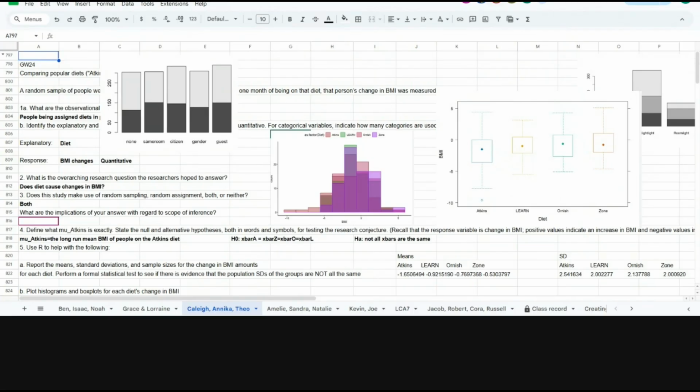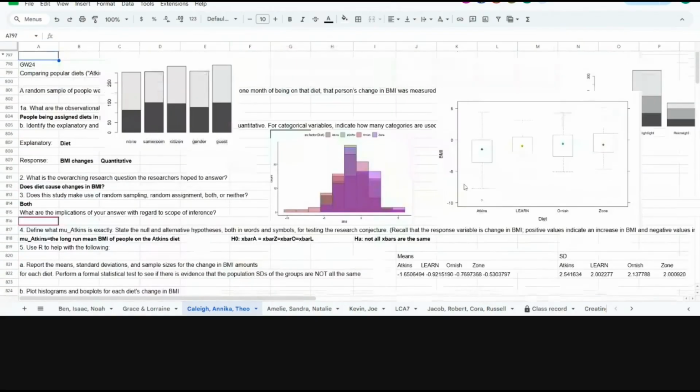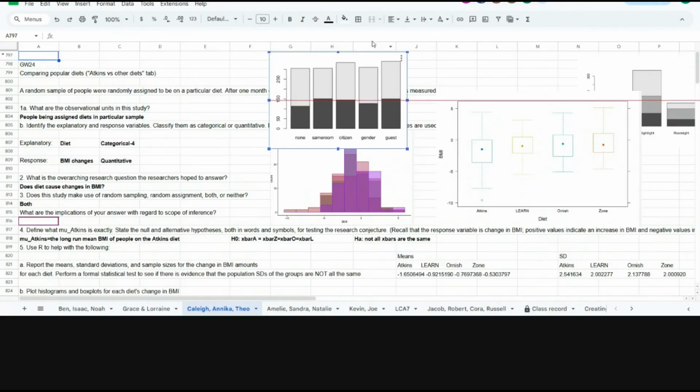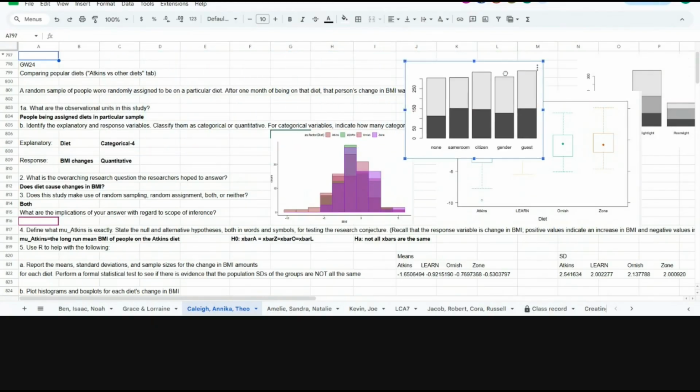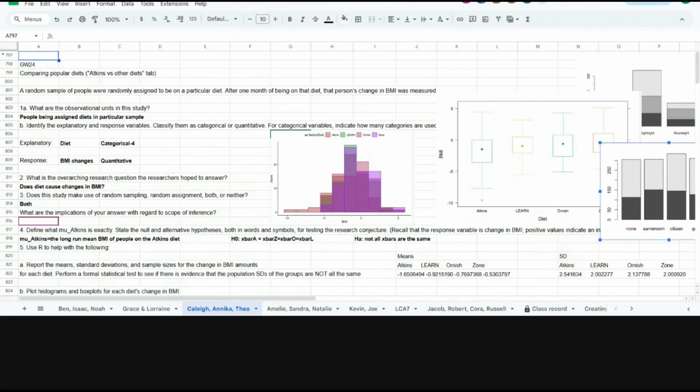Okay, so maybe we'll discuss the first few questions. I'm not sure why these pictures have moved here.